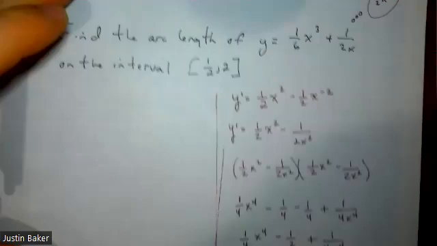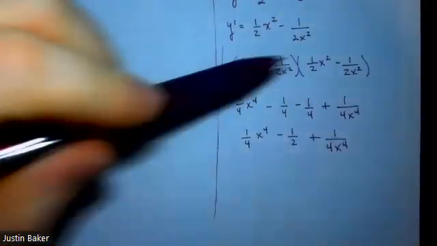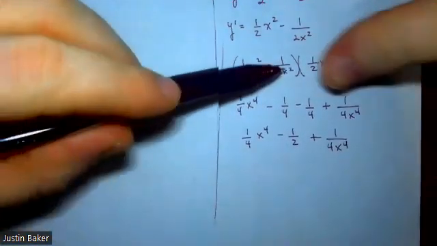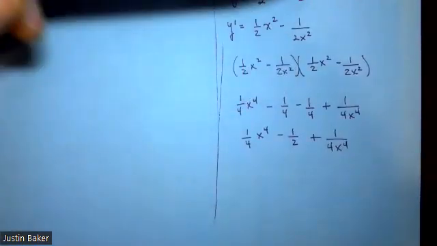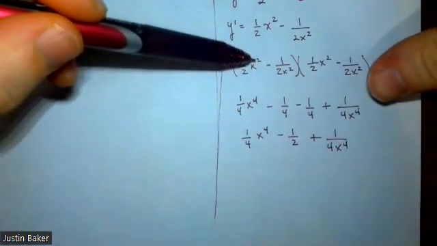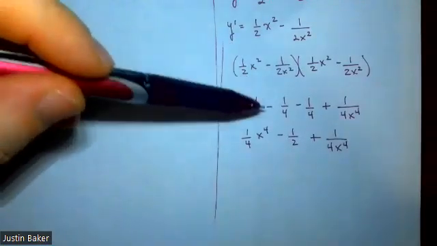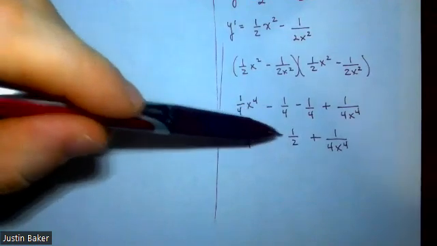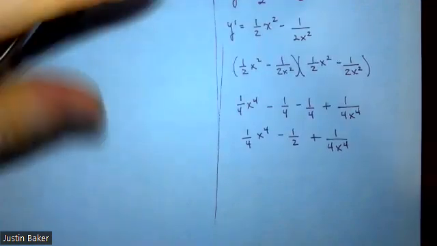Okay, did we come up with something that looks like that? So first times first was 1/4 x to the 4th. And then the outer and the inner each gave us negative 1/4, because this x squared and this x squared would actually cancel, right? And then a half times a half is a 4th, and a 4th minus a 4th is negative 2/4, which is really negative half. And then last times last gave us 1 over 4x to the 4.